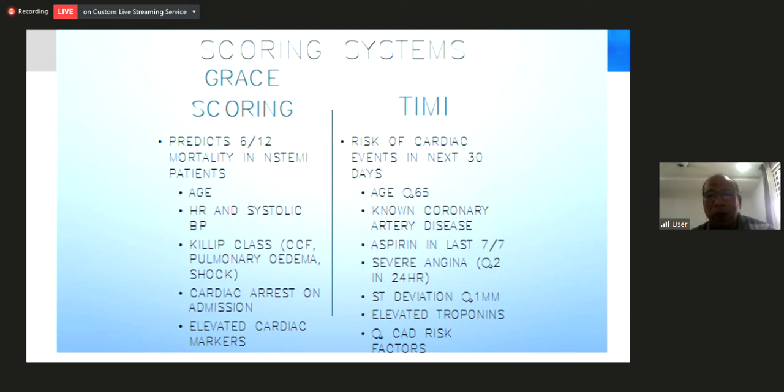Other than GRACE score, we have TIMI score here, the risk of cardiac event within the next 30 days. It depends on age, known coronary artery disease, whether the patient receives aspirin or not, severe angina, and ECG changes or elevated cardiac marker. So that's the scoring, 1, 2, 3. If the score is more than 4, it's a high risk score. Okay. Next slide.